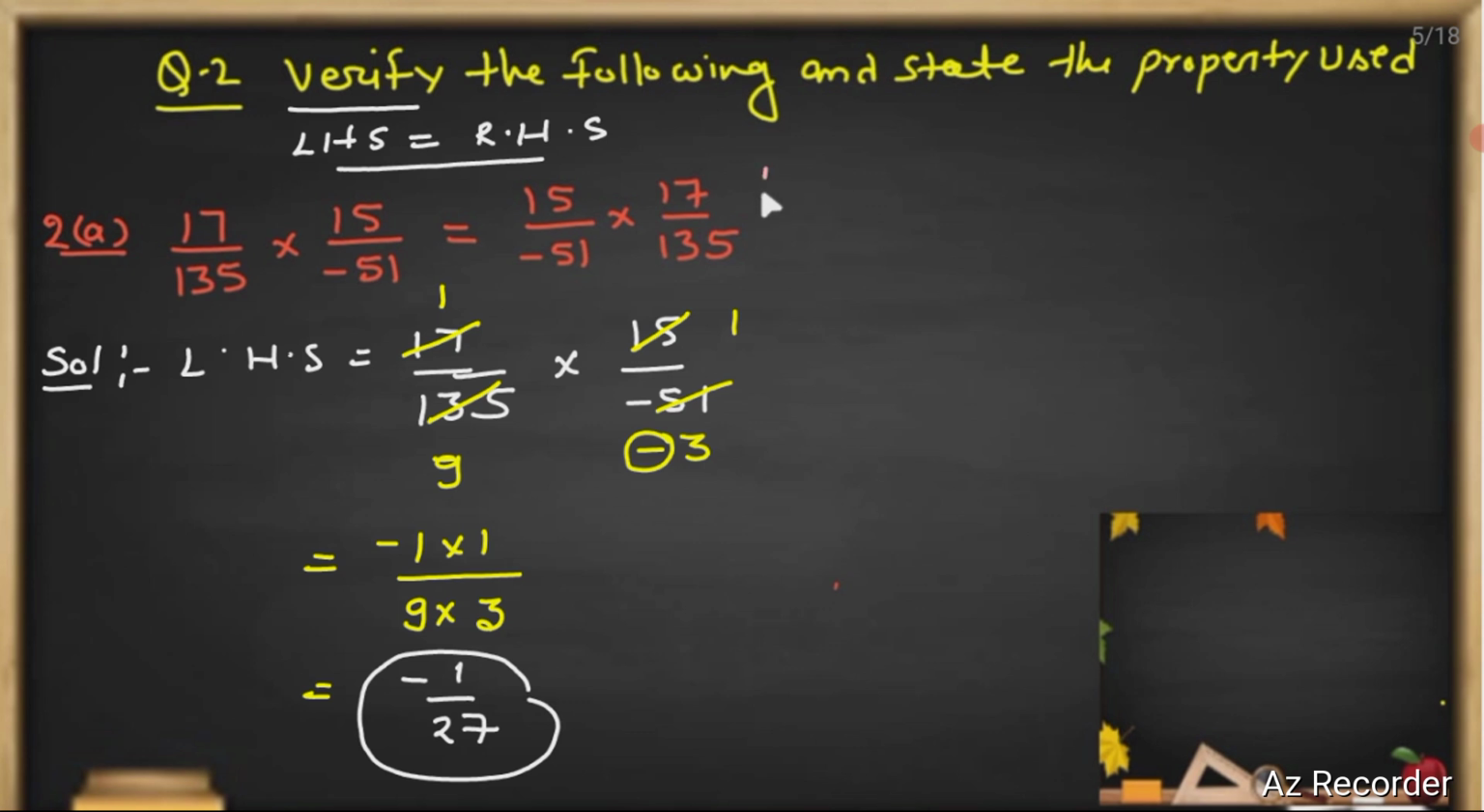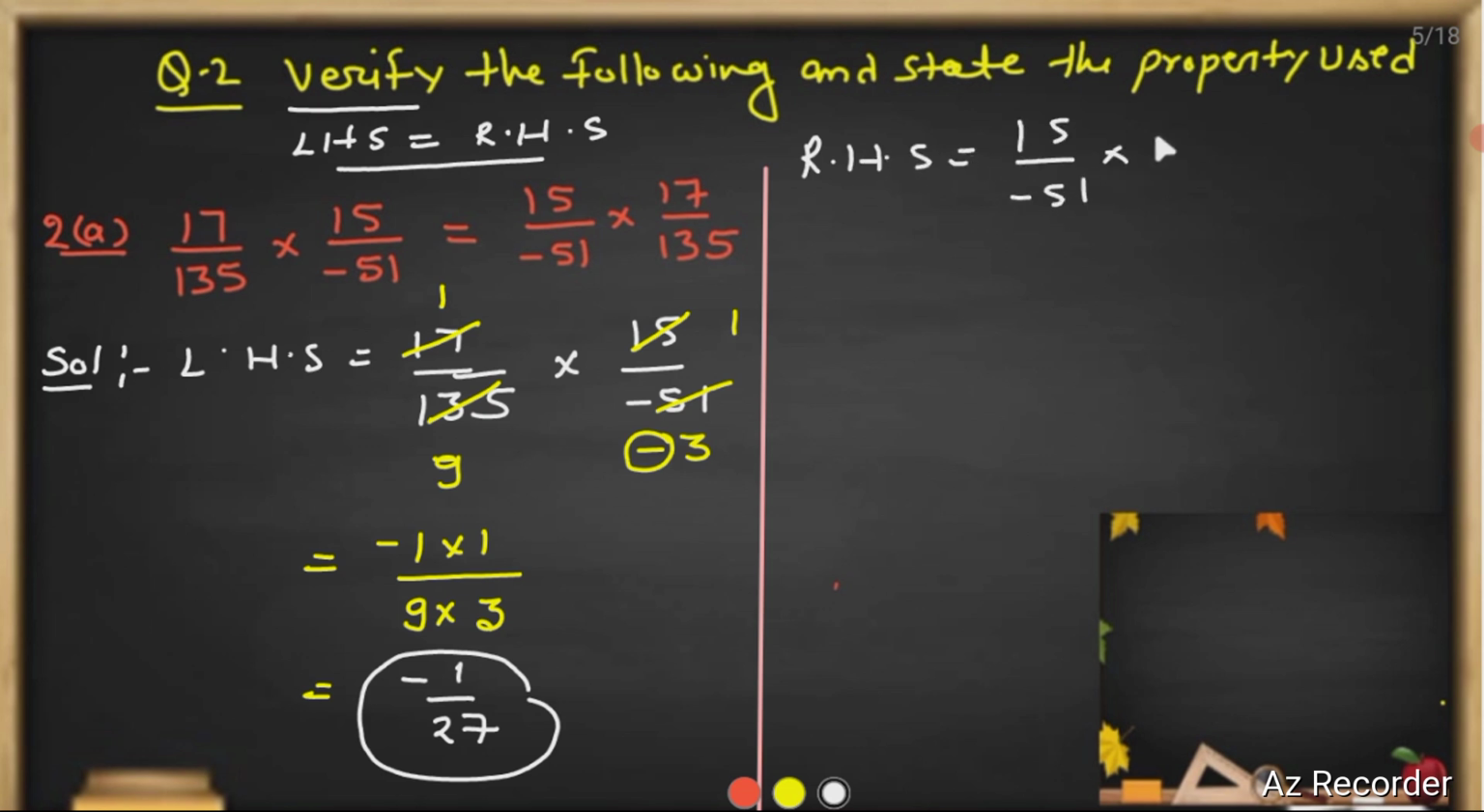Now again we take the other side, that is the right hand side here. Right hand side is given as 15 upon negative 51 multiply 17 upon 135.